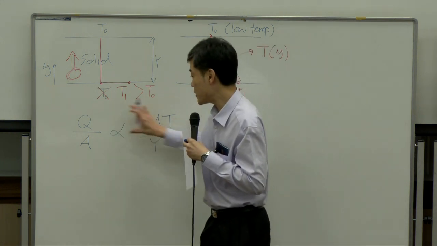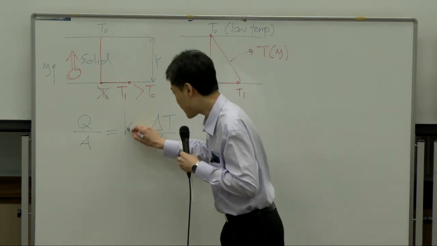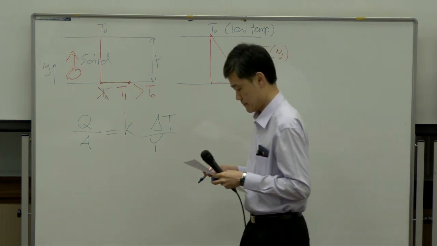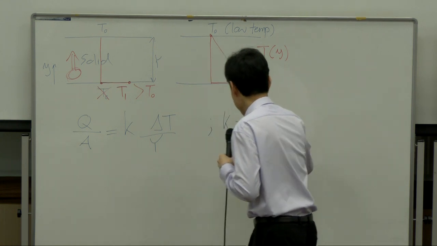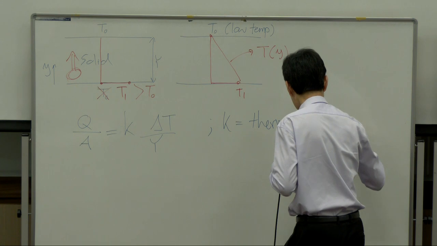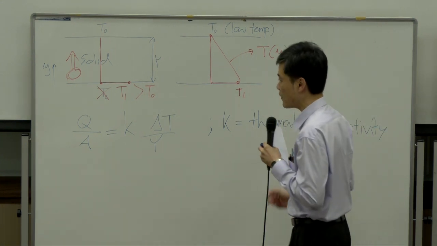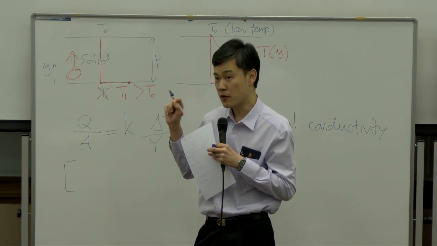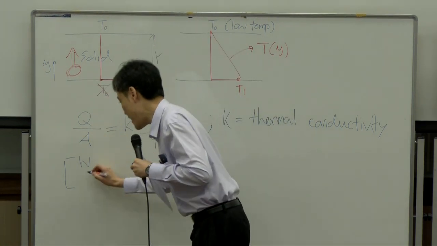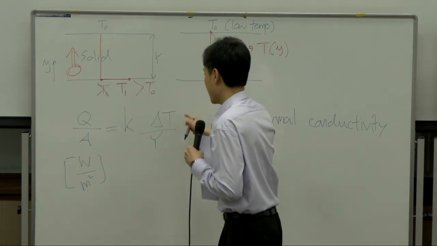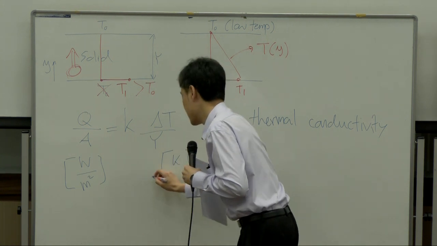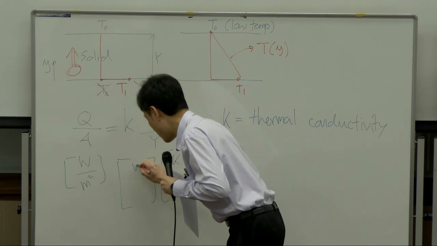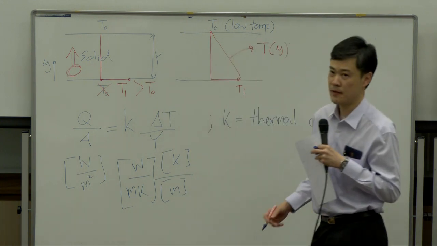Okay? So according to this proportionality, if you change to equality, you need one constant. The constant is called K, or thermal conductivity. Okay? So K is thermal conductivity. If you look at the units, on the left-hand side, W should have unit of joule per second, which is heat rate. Joule per second is basically watt, divided by area, which is meter squared. On the right-hand side, delta T is in Kelvin divided by y, which is thickness. This is meter. So the unit of K is supposed to be watt per meter Kelvin. That would be the unit of K.